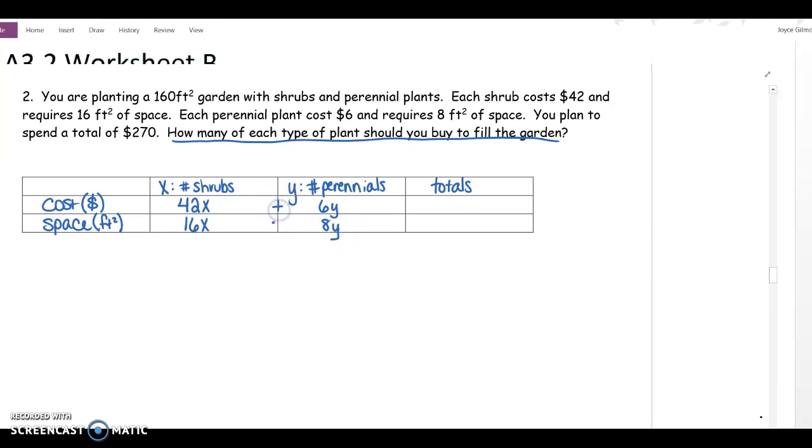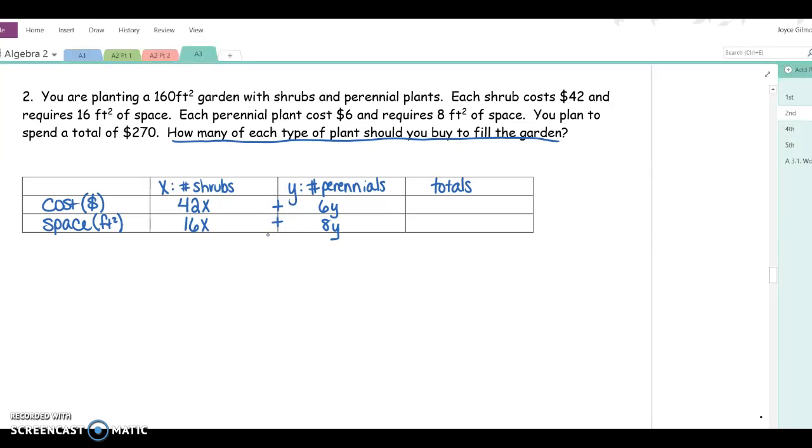If you add those amounts together, it will give you the totals. You're spending a total of $270, and your total amount of space is 160 square feet.